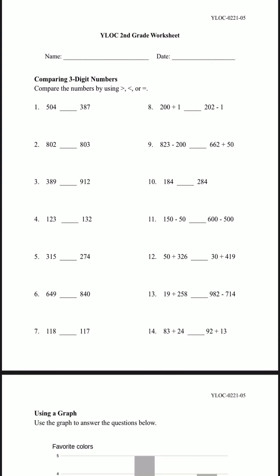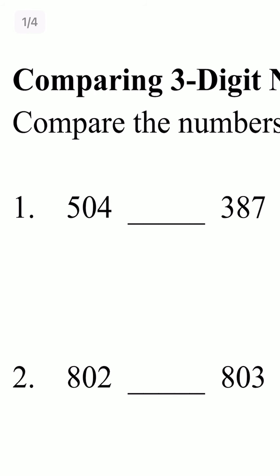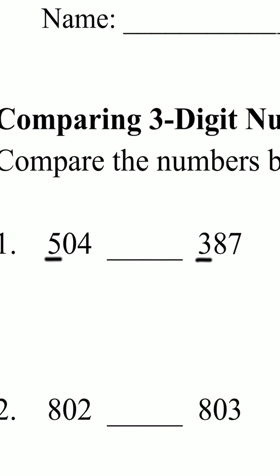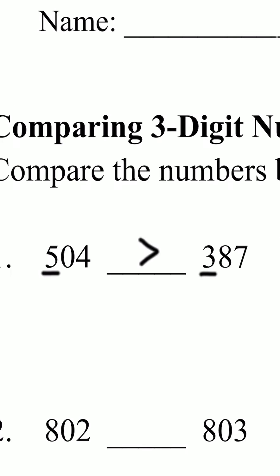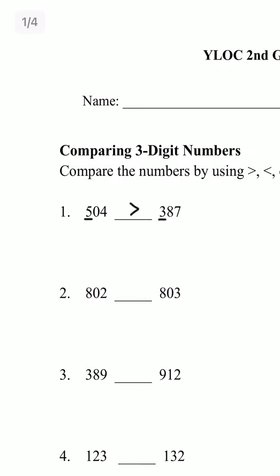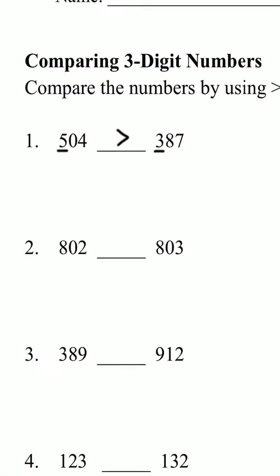Let's look at number 1. For number 1, we have 504 and 387. So to know which number is larger, we have to look at the hundreds place first. We have 5 for this one and 3 for this one. And since 5 is larger than 3, we have to put this sign to show that 504 is larger than 387.